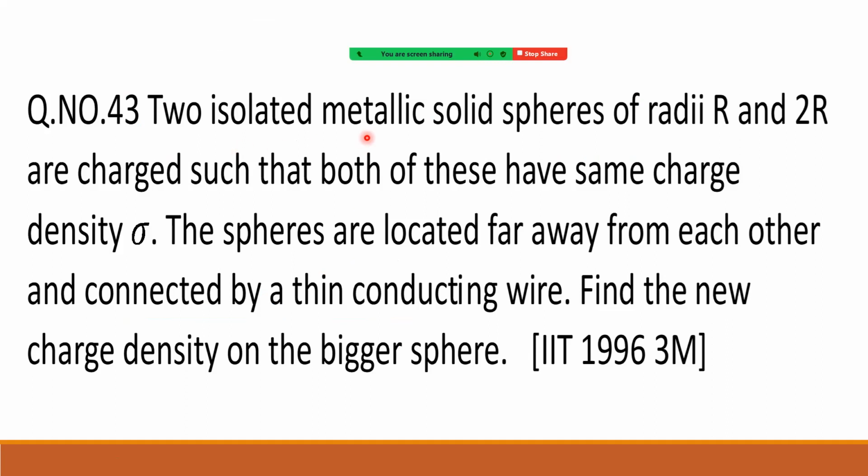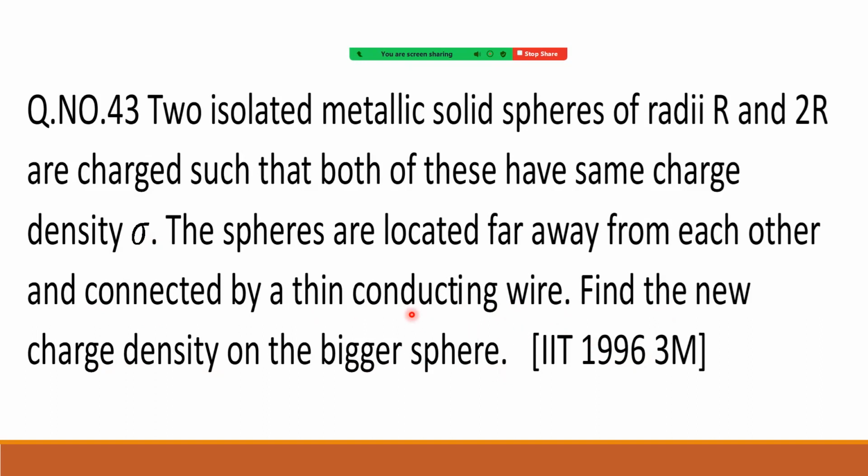Two isolated metallic solid spheres of radii R and 2R are charged such that both of these have same charge density sigma. The spheres are located far away from each other and connected by a thin conducting wire. Find the new charge density on the bigger sphere. So this is a question asked in 1996 for 3 marks.